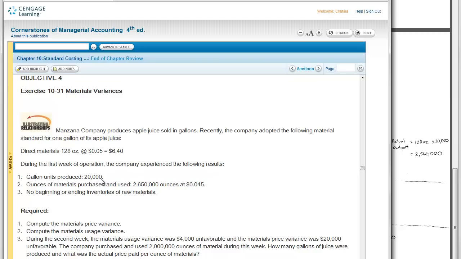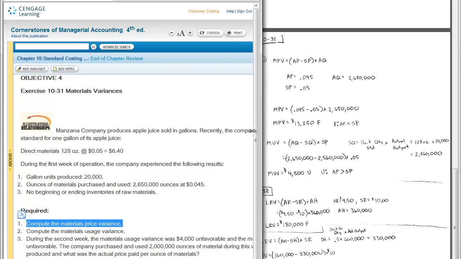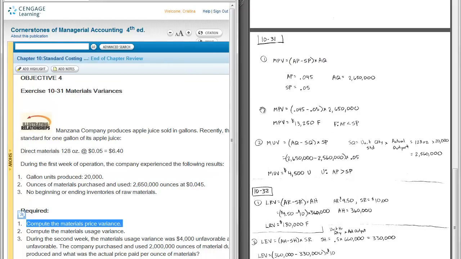So we produced 20,000 units. We've got 2.65 million ounces at 4.5 cents. And we're also told no beginning or ending inventories of raw material. So first, we're asked to compute the material price variance. And we can look back over to our solutions. We know that the equation for material price variance is the actual price minus the standard price times the actual quantity. So we can take a look back through the given information and we see that all three pieces of this equation are available to us.